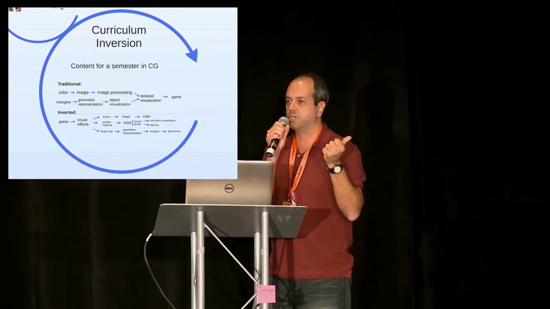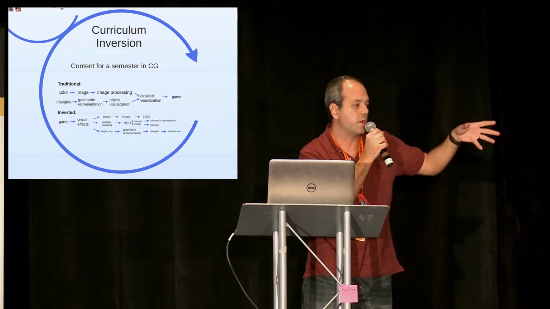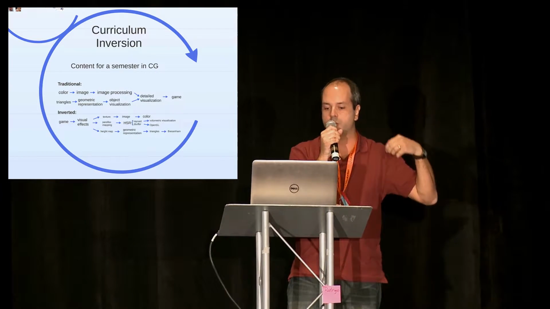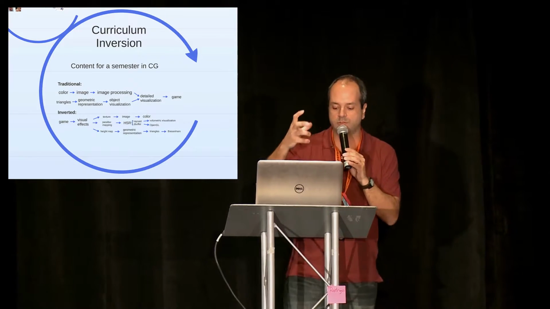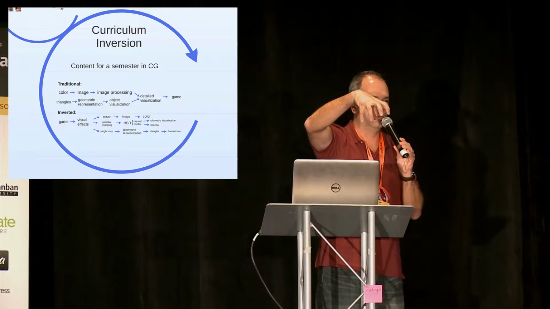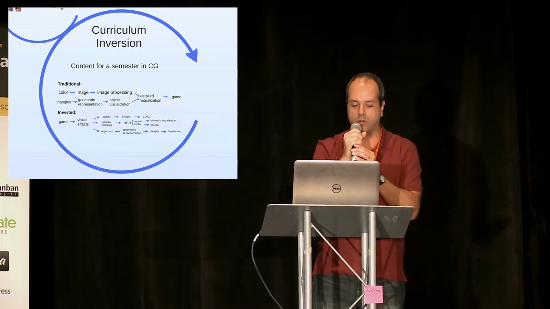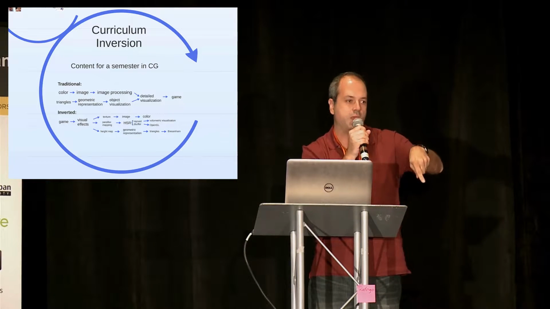And finally, the complete curriculum inversion is, again, a computer graphics example. Usually, we teach the basic stuff at the beginning, like how to draw a triangle, and then what a geometric representation is, and then object visualization, and then detailed visualization. At the end of the semester, they could produce a game with all this content. Now, we do it the opposite way. First week, let's do a game.